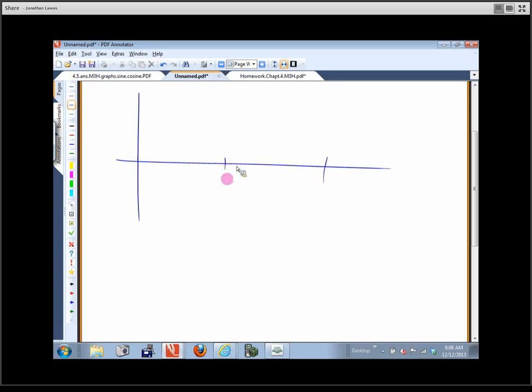So I'll mark the middle and then I'll mark the quarters. Sine starts at 0 and then goes up to 1, so I'm going to mark that as 1. This would be -1. Then it's back to 0, down to -1, and then back to 0. So this is 0, 0. This is pi halves, comma 1. This is pi, comma 0. This is 3 pi halves, comma -1. And this is 2 pi, comma 0.